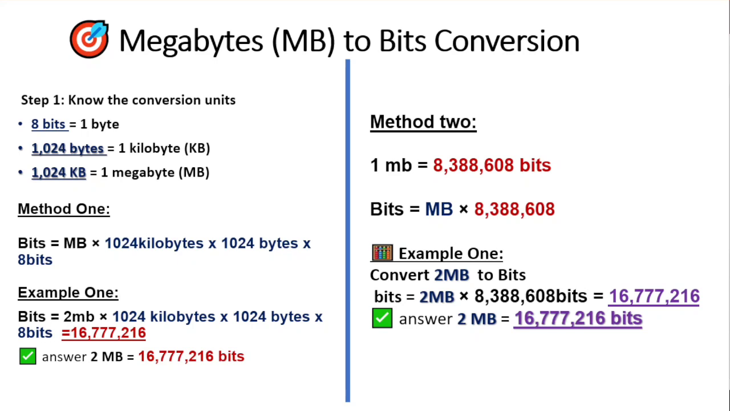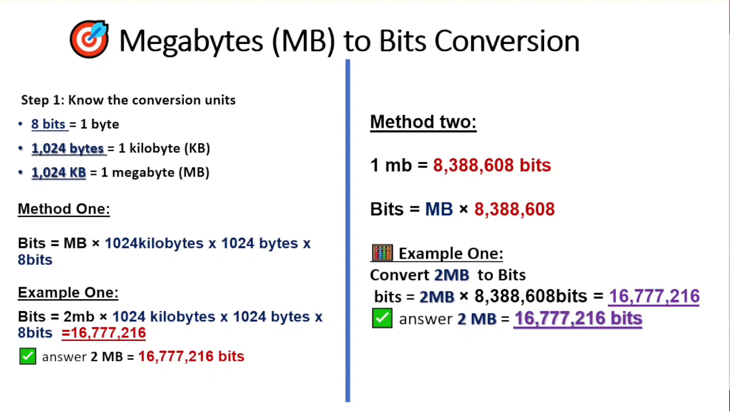So our example here, they say convert 2 megabytes to bits. So what you are doing is 2 megabytes multiplied by 8,388,608 bits, which is equal to 16,777,216. So 2 megabytes is equal to 16,777,216 bits. That is to show how simple our conversion method is.